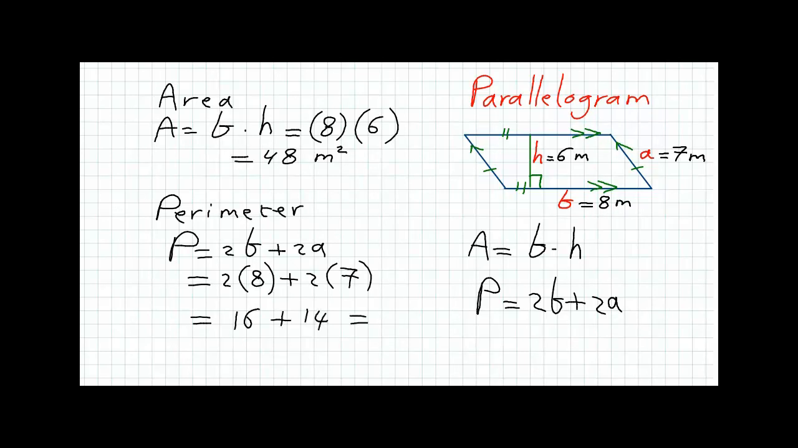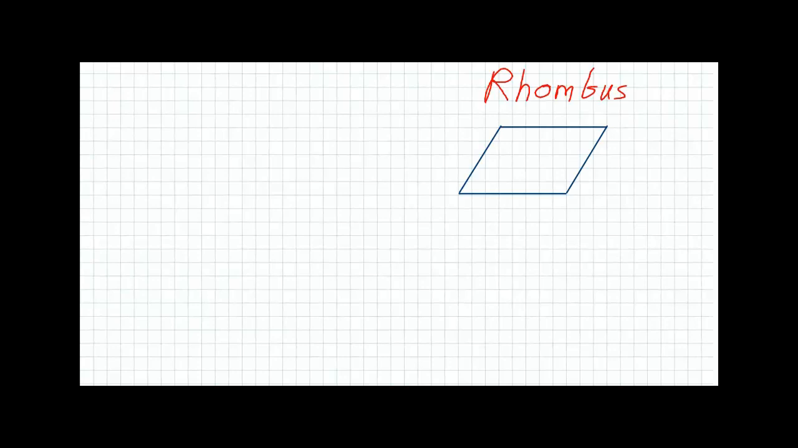and that is equal to 30 meters. Our next quadrilateral is the rhombus, which is similar to the parallelogram in most characteristics, but it is different in that all sides are the same length. So also here we have a height, and let us call this side P, the base. So all sides are equal to P, and let us call this one the height.